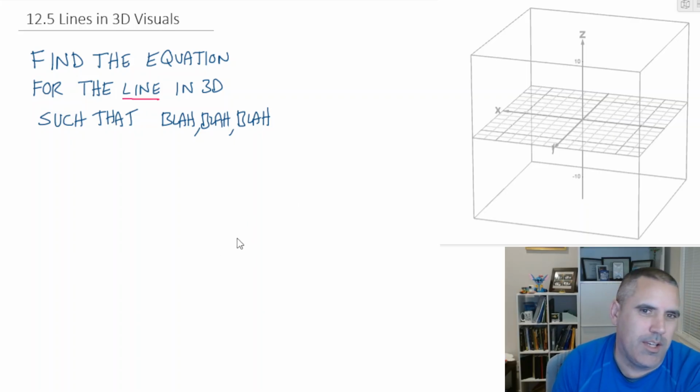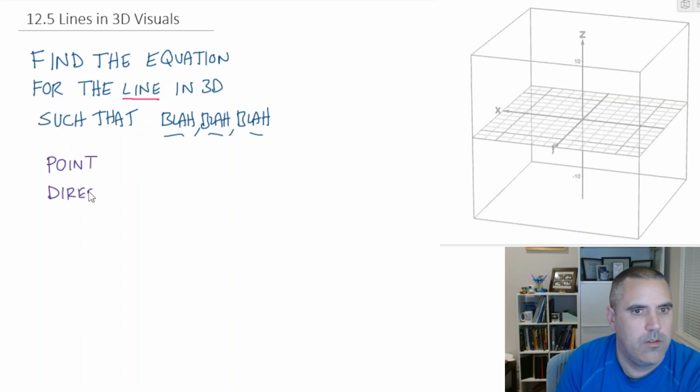In order to find the equation of a line in 3D, there are two things we want. If a question says find the equation for the line in 3D such that blah, blah, blah, there's a whole bunch of ways the information can be given, but you immediately write the following things. In your head, you think, I need a point, and I need a direction. That's somewhat the analog of point and slope in 2D. So I need a point that's on the line, and I need a direction vector. This is what we want. If we can find those two things, we can describe the line.